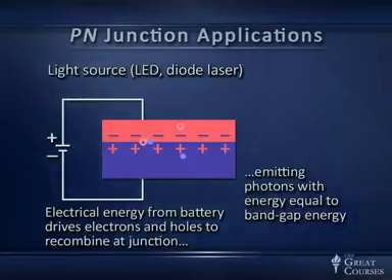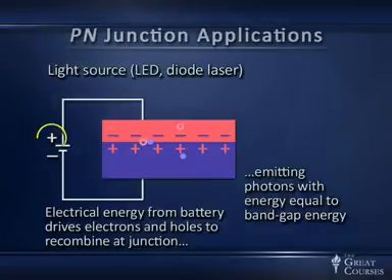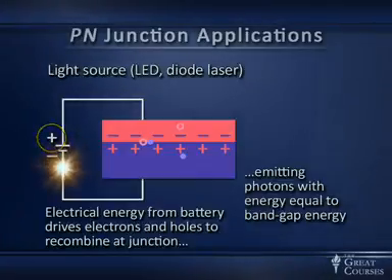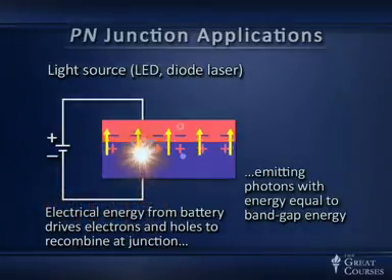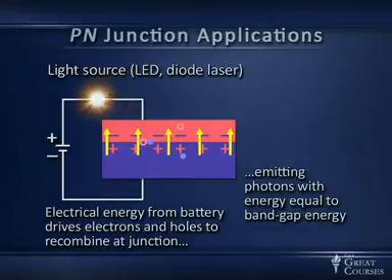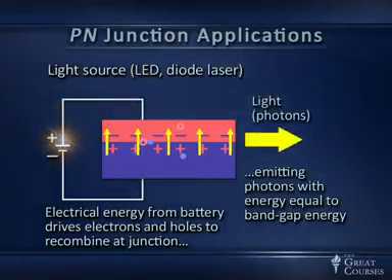And when you forward bias that diode, that is, you connect a positive terminal of the battery to the p-type material, you drive a current through it, and as electron-hole pairs recombine, they give off photons with energy equal to the band gap energy, and out comes visible light.